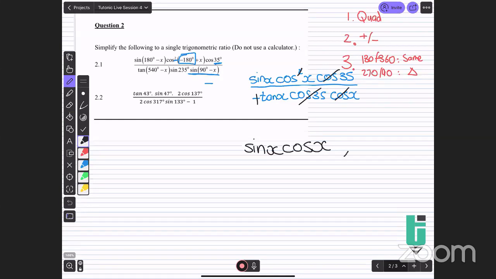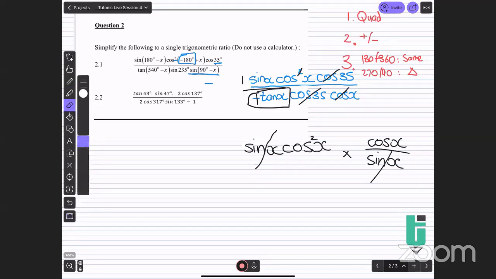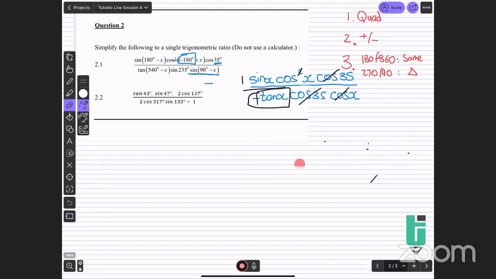Cos over sine. Because tan is sine over cos, but here you've got 1 over tan, right? Because remember there's a 1 over tan. So that's going to be cos over sine. So what happens? Doesn't it cancel? So you're left with cos squared x, which is a single trigonometric ratio.